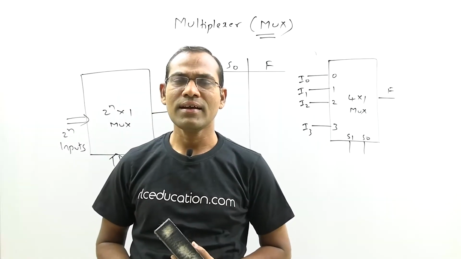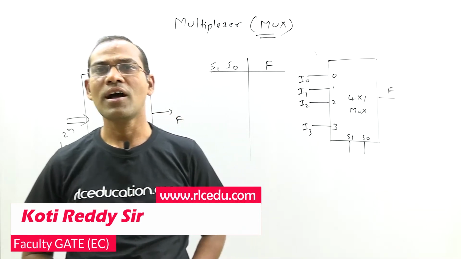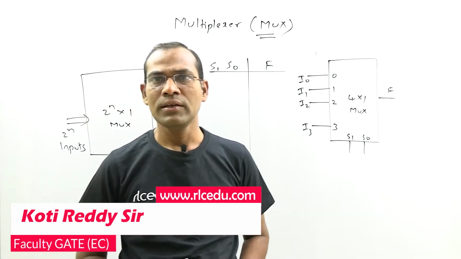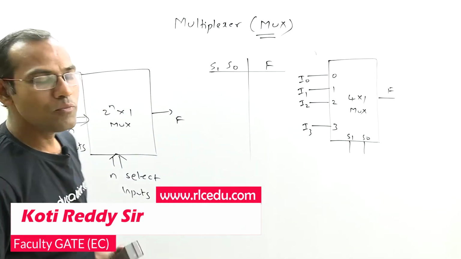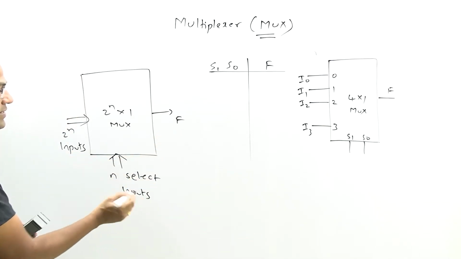In this lecture, I will discuss multiplexer. Multiplexer is also called MUX. It contains 2 power n inputs, only one output, and n select inputs.